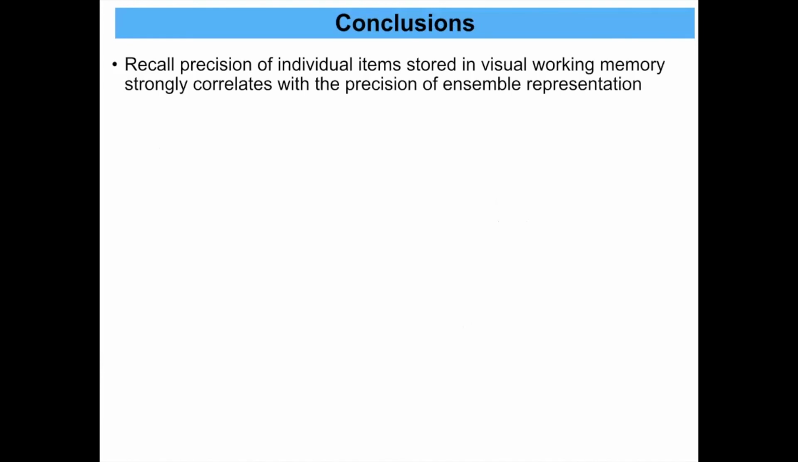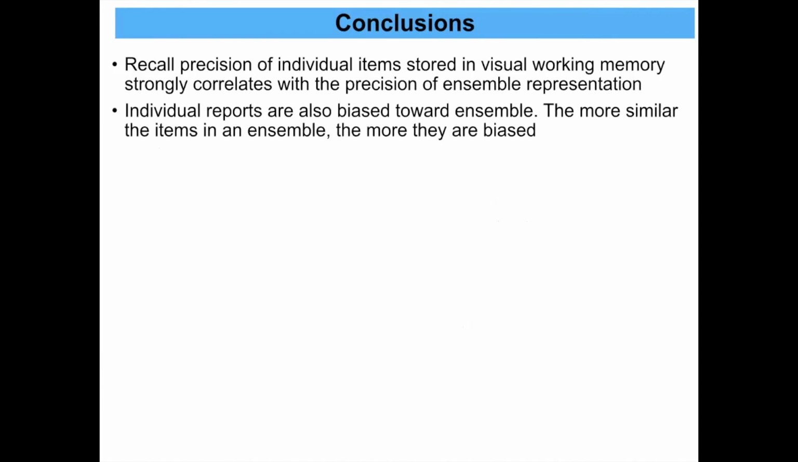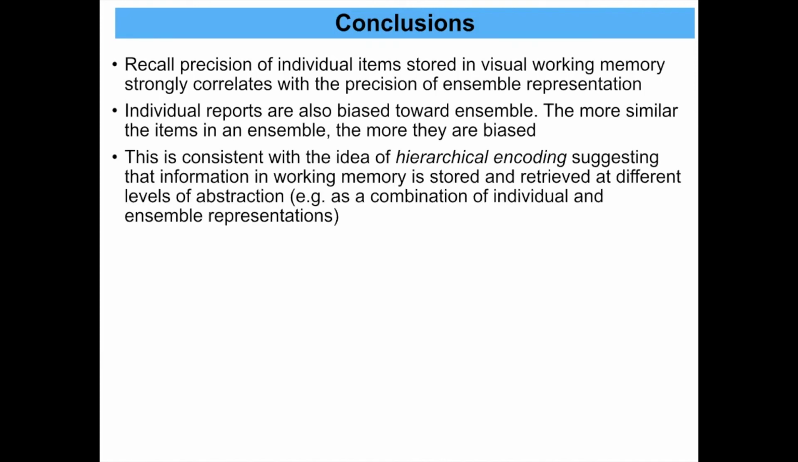To conclude, we see that recall precision of individual items strongly correlates with the precision of ensemble representation in working memory, and that individual reports are biased toward ensemble. And the more similar the items in an ensemble, the more they're biased. These findings are consistent with the hierarchical encoding framework, suggesting that information in working memory is stored and retrieved at different levels of abstraction. That's basically it.